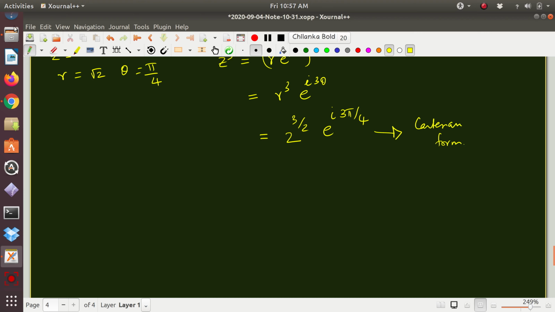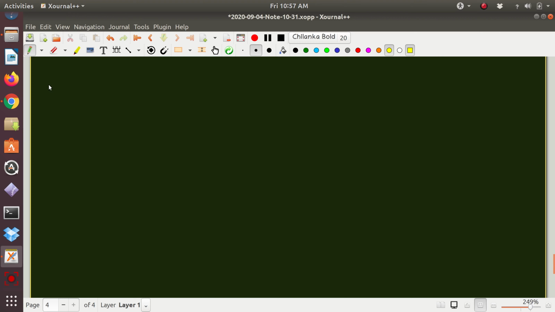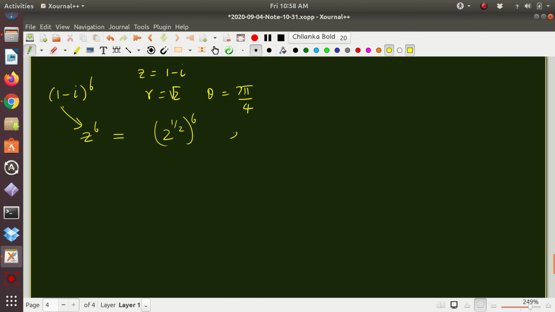So another example, let's say you have (1 minus i) whole to the 6. Okay, so r is again root 2, theta is 7 pi by 4. You should verify this. So z to the 6, where z is 1 minus i, then r is this, theta is this. So we need z to the 6, right? That's what we want. It's nothing but (2 to the half) whole to the 6 times e to the i 7 pi by 4 times 6. This is nothing but (2 to the half) whole to the 6 is 2 cubed, which is 8 times.